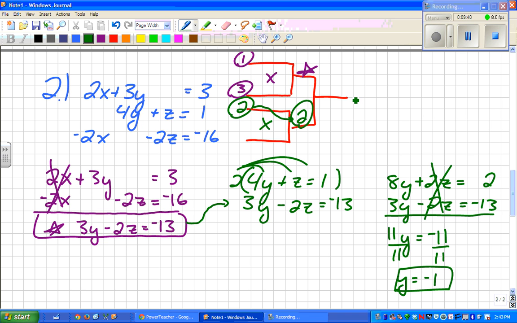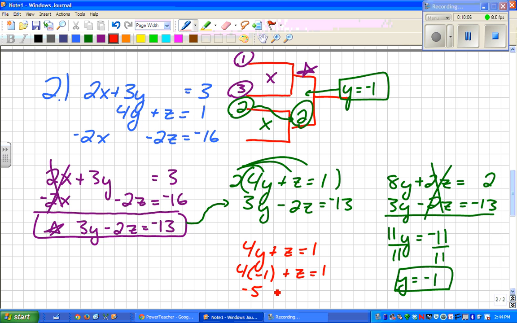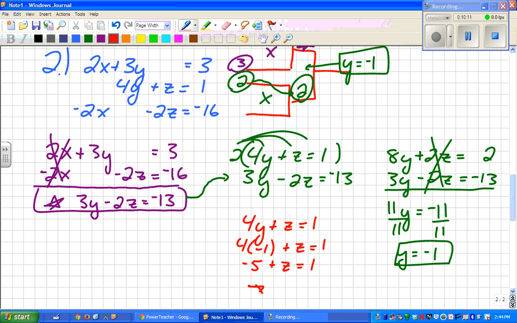Okay, so now I found out that y equals negative 1, and now I'm going to start working backwards. To find my next variable, I'm going to use one of the start equations. Well, either the start equation or equation number 2. So, why don't we use equation 2 for this one? So equation 2 is 4y plus z equals 1. And when my y value is negative 1, so I'll get negative 4 plus z equals 1. So z equals 5.